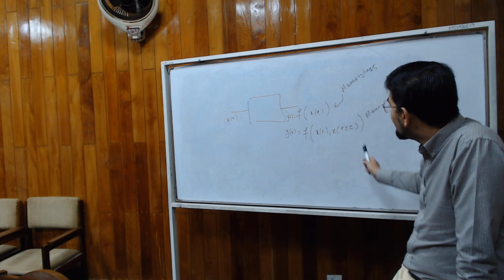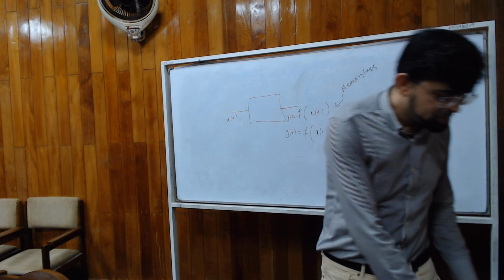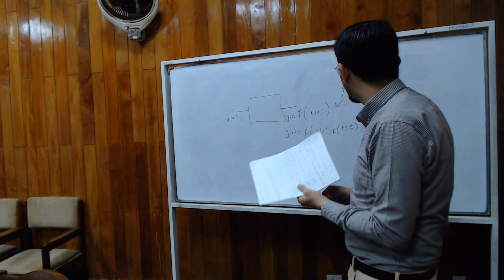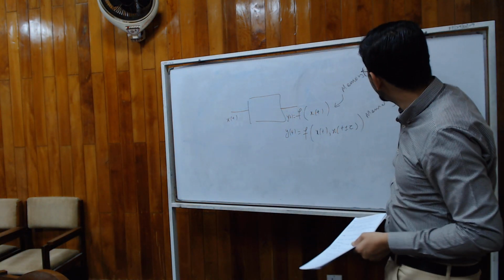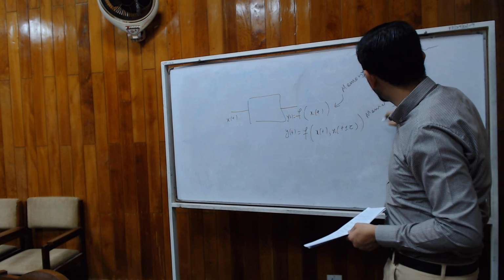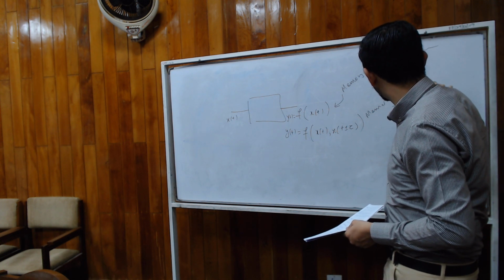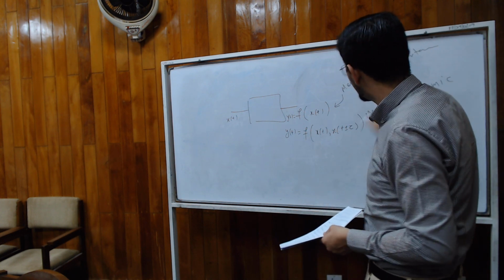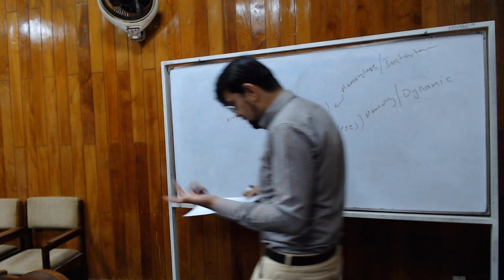Right. So this is a subclass, memory systems versus memoryless systems, और memory systems का भी एक नाम है. The other name for memoryless is instantaneous, and the other name for memory system is dynamic. Okay, dynamic systems.